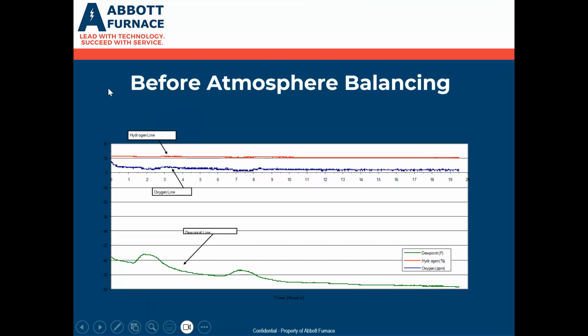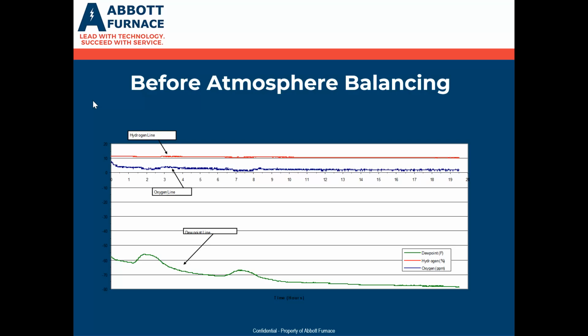This graph here just shows, before an atmosphere balance, the hydrogen line at the top there in red. There's the same percent of hydrogen at the front of the furnace as there is in the rear of the furnace. That hydrogen is very expensive, and being at the back of the furnace, it's really not doing anything to help with the quality of the product. We need the hydrogen up toward the front of the furnace. The oxygen line, again, is kind of even from the front of the furnace to the rear of the furnace. It is similar across there.